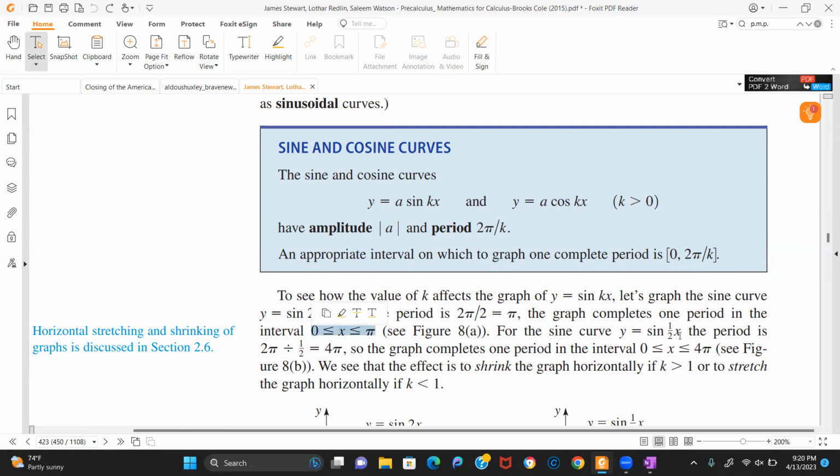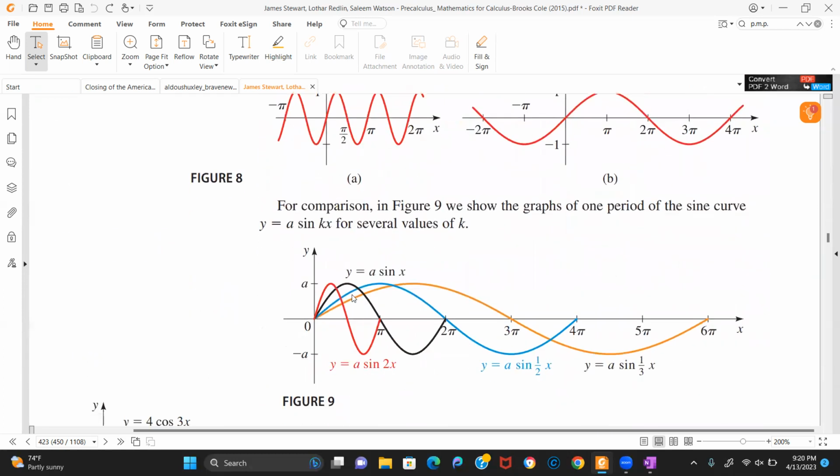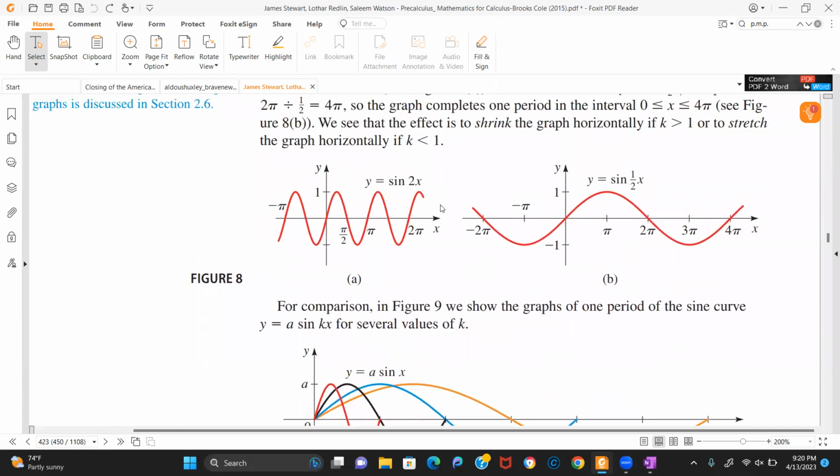And then for example, for this one, when you have 1/2 x, the period is 2 pi divided by 1/2, which is going to be 4 pi. So you're either compressing this wave or stretching the wave. Like you're stretching this one, you're shrinking it. It repeats more often, in other words. And then you're shrinking it this way. Or sorry, I got it backwards. This is shrinking, this is stretching.